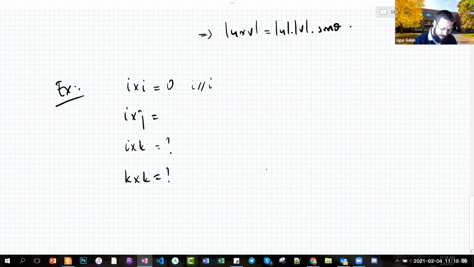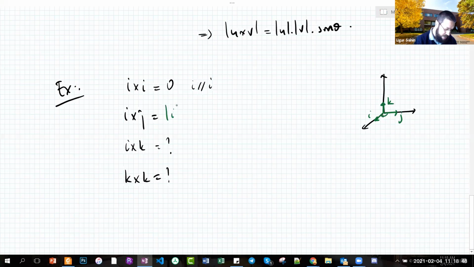Let me clear this part. And if you look at the 3D space, this is my I, this is the J, as you see, right? What I'm looking for is a vector which is perpendicular to these two vectors, and then it should be a unit vector. So it is obvious to see it is K from the geometry.